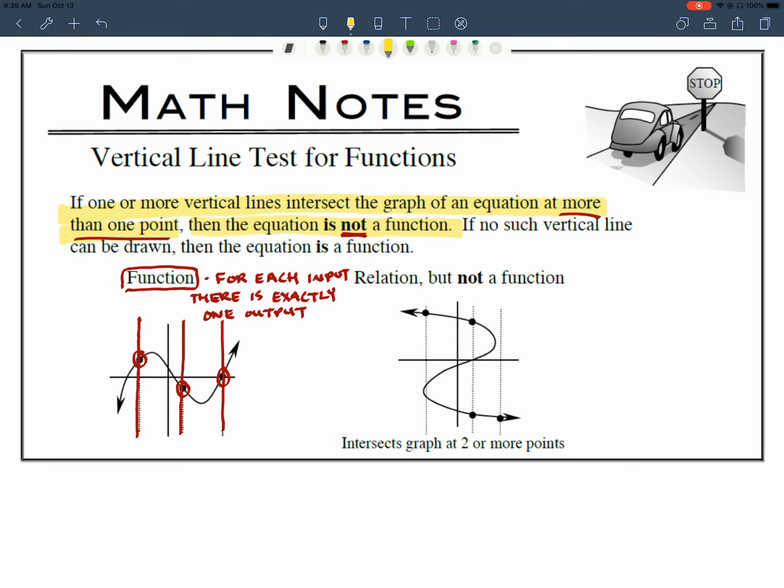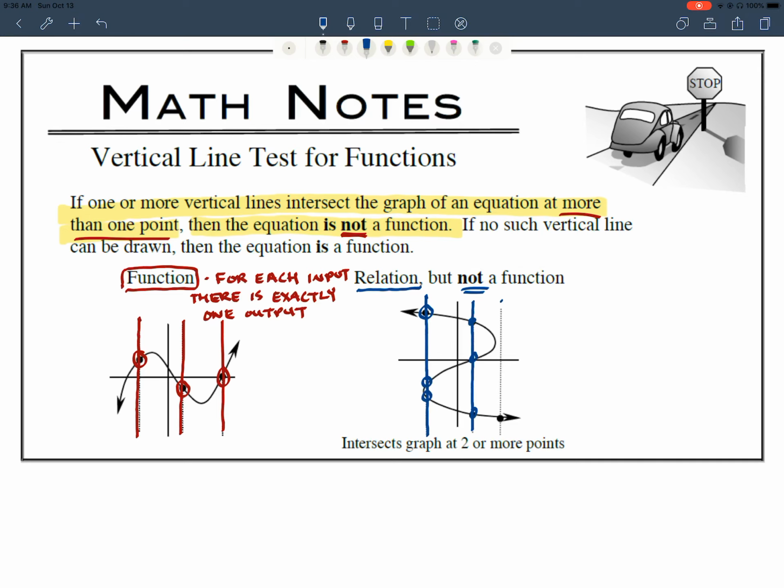Now, a relation that is not a function will be the one that we're looking at here on the right side. So this one is going to be a relation, but it's not a function. And the reason why, when we drop our vertical lines down through the graph, you'll see here that it hits once, twice, 3 times on that one. If I drop it down here, it hits it 1, 2, 3 times as well.